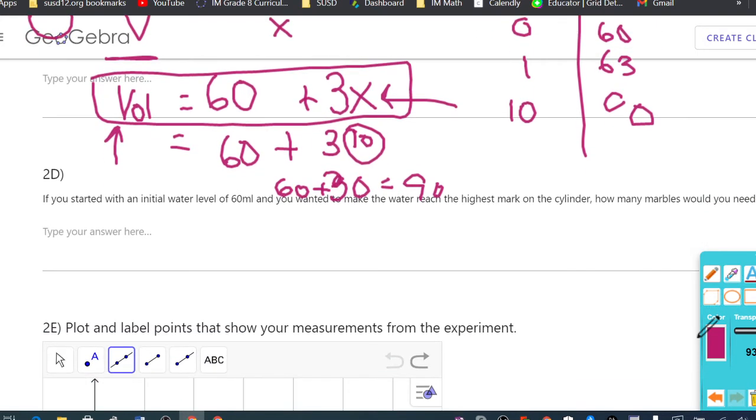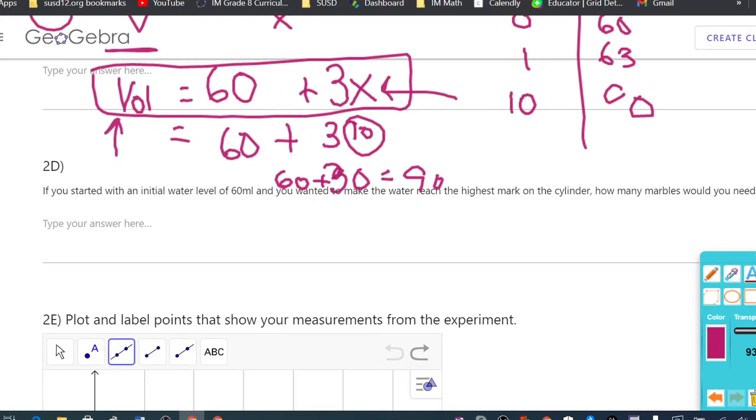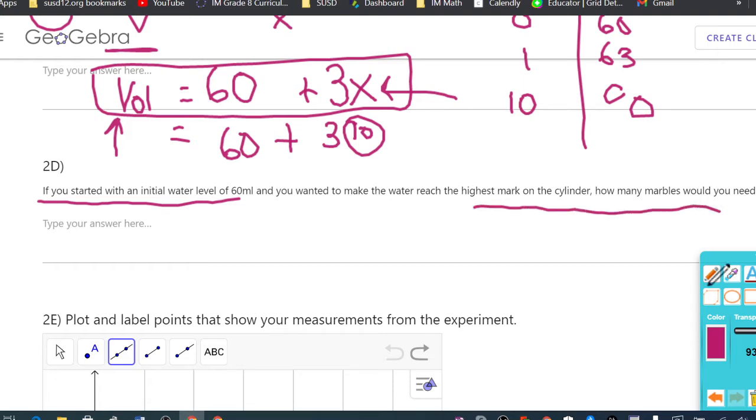Let me keep going. Follow along. Pause this video to make sure that you're writing in your notes and doing it yourself. Don't just wait for me to give you the answers. Keep reading. If you started with an initial water level of 60 milliliters and you wanted to make the water reach the highest mark on the cylinder, how many marbles would you need?